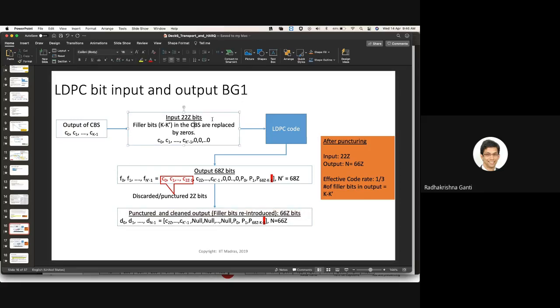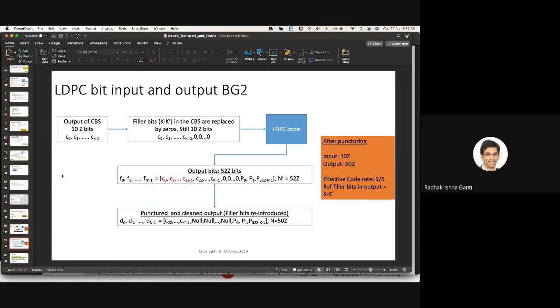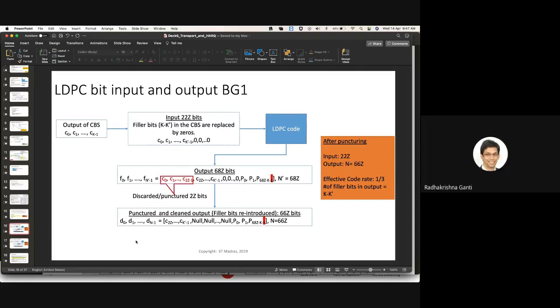So effectively from the input to this point, the code rate is 1/3. The input is 22z bits. The output after puncturing is 66z bits. So effectively for BG1, the code rate is 1/3. So you do a similar exercise for BG2. Sorry, that useful 2z we are dropping, sir.